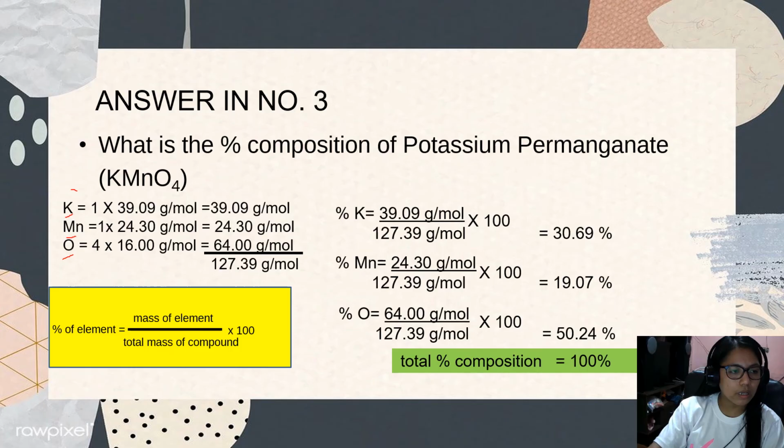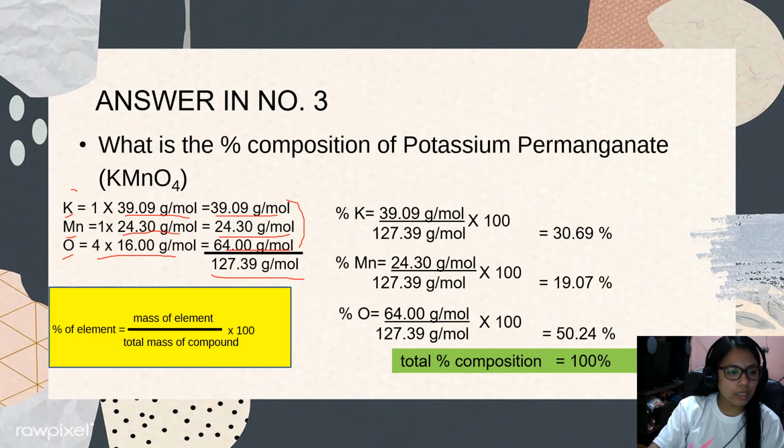Mn is 1. And 4 is the oxygen. So, multiply natin sila sa atomic mass na makikita sa periodic table. The answer is 39.09. 24.30 multiplied by 1 is 24.30. Then, 4 times 16, the answer is 64. Then, i-add natin sila. The total mass is 127.39 gram per mole.